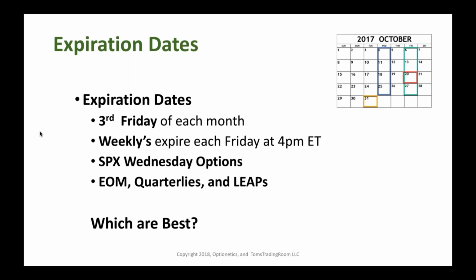Which are best? Okay, I'm going to tell you which ones are best. The old ones are always going to be the best. The third Friday of the month has the most liquidity of any option. So options that expire the third Friday of each month, those are the ones I'm looking at the most. Then I look at weeklies. Those are the options I trade. Third Fridays, weeklies. I'm starting to trade Wednesdays.